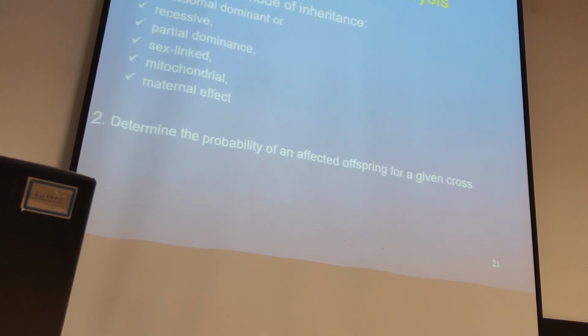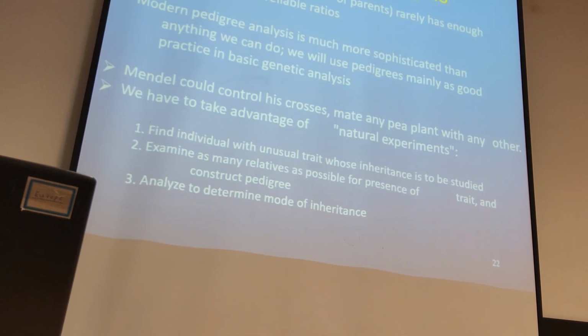As I said, we can determine the mode of inheritance: autosomal dominant, autosomal recessive, partial dominant, sex-linked, mitochondrial, or maternal effect, and also the probability of each individual to be affected or to have an affected child. To calculate the risk, we usually use Mendel's laws. You know about Mendel's laws, okay?